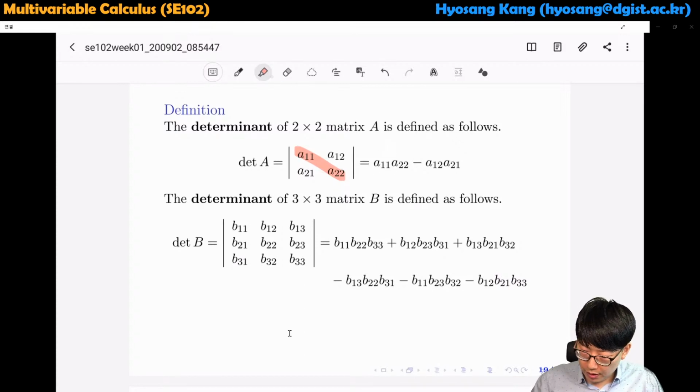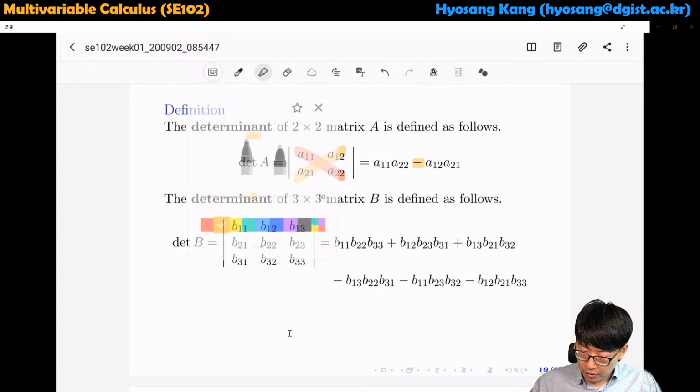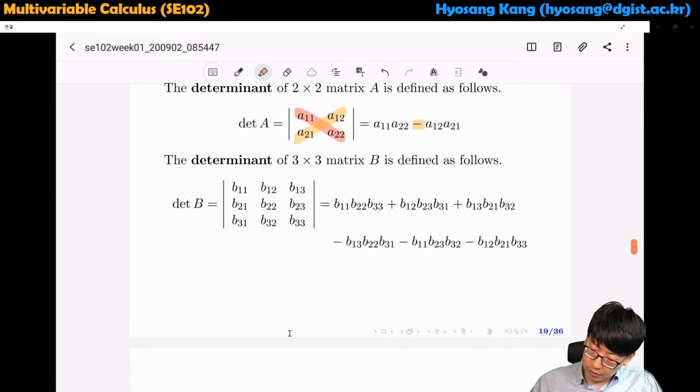and giving a plus sign, and multiplying the off-diagonal entries and putting the negative sign here. Okay, so that's how you get the determinant. In our multivariable calculus, we will often use the determinant of a 3x3 matrix. So here's how you can memorize the determinant of 3x3 matrices.